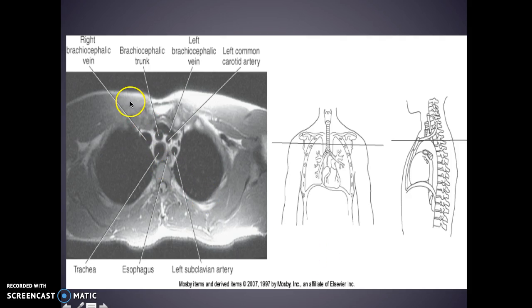So looking here, we're going to start over on the side. So this is your right brachiocephalic vein, brachiocephalic trunk, then we have your left common carotid artery, and then your left subclavian. So here's your esophagus and here's your trachea. So we're pretty close to the heart there if we're in the brachiocephalic trunk.